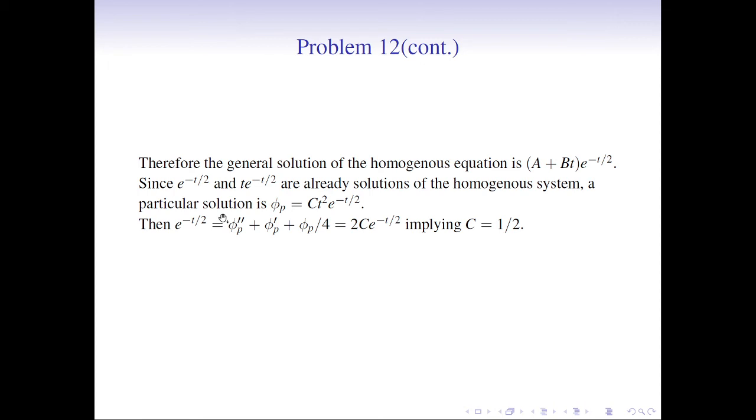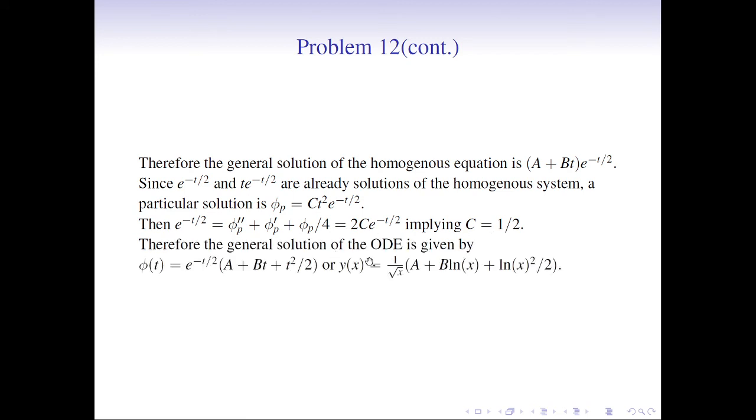But as we all know, particular solution is not allowed to have an arbitrary constant, so we substitute this particular solution in the non-homogeneous differential equation. So we have this, which says that c is equal to 1 by 2. So we have got the general solution of the ODE, that is given by phi of t is equal to e raised to minus t by 2 times a plus bt, which comes from here, which is the complementary function, and the second part is the particular solution, which has turned out to be 1 by 2 t square times e raised to minus t by 2.